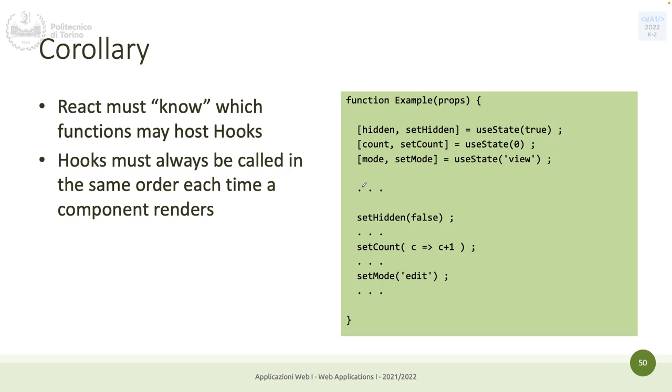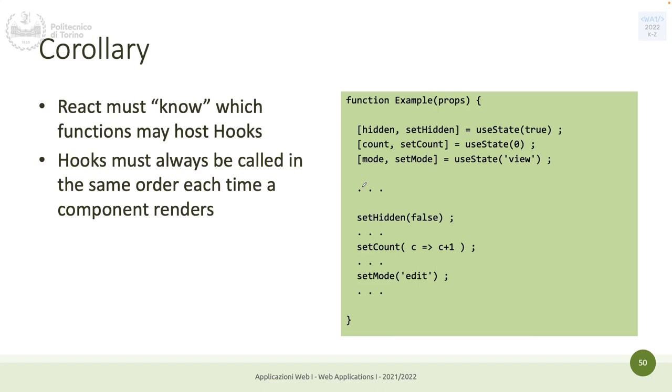And this array is stored in the function. So as a corollary of this, you have an array, and arrays are ordered. The first useState uses the first slot, the second will use the second slot, etc. React must know which functions may host hooks. And hooks must always be called in the same order each time a component renders. So if you call setHidden, setCount, setMode, at every component render, you have to call them in the same order, because it's position-based in a way. You don't write code in a position-based way, but under the hood, it's position-based.